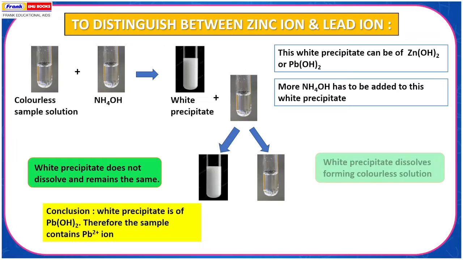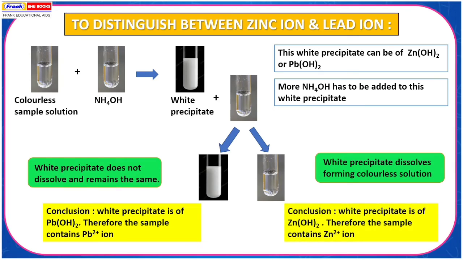White precipitate dissolves forming colorless solution. Conclusion: white precipitate is of zinc hydroxide, therefore the sample contains zinc ion.